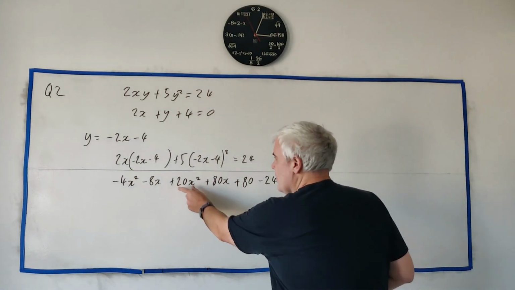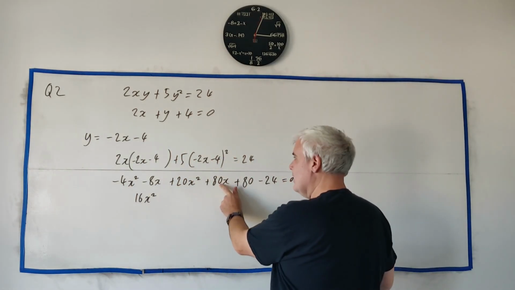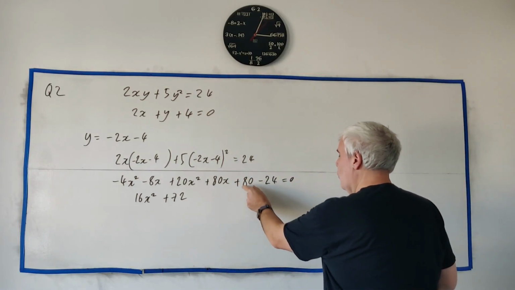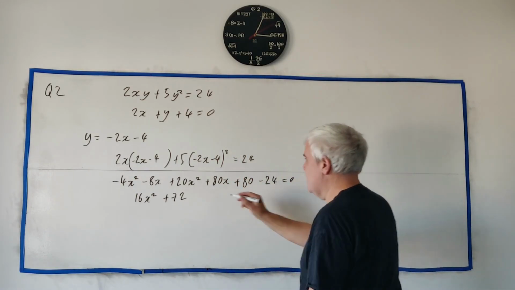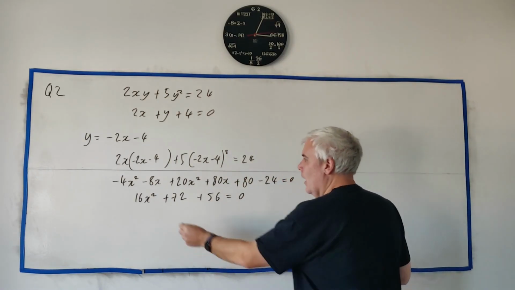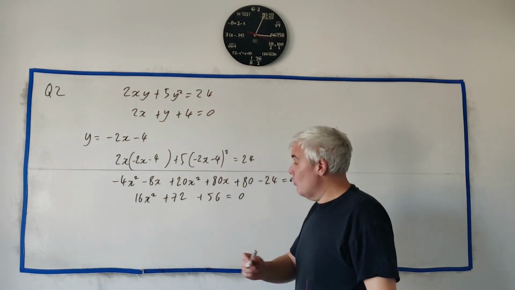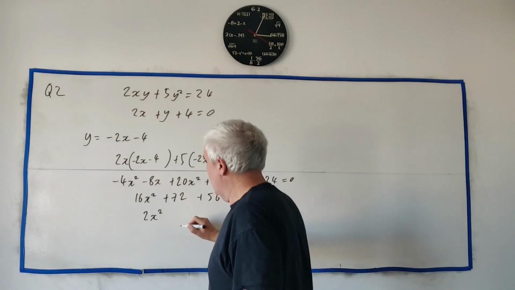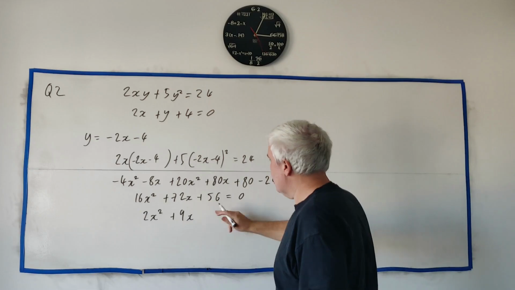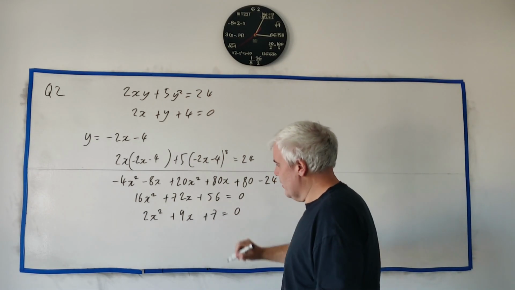Let's put all the x squareds together. We get 16x squared. All the x's together, we get 72x. All the numbers together, we get 56. Plus 56 equals 0. 16 doesn't go into 56, but 8 goes into everything. We get 2x squared plus 9x, and 8 goes into this 7 times, so plus 7 equals 0.